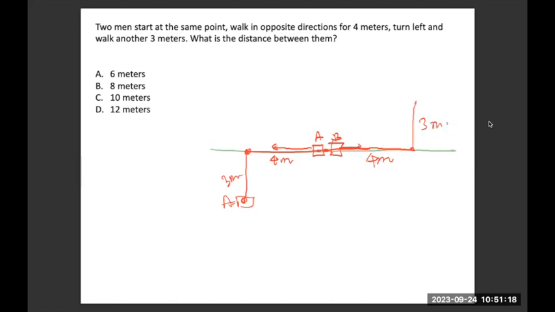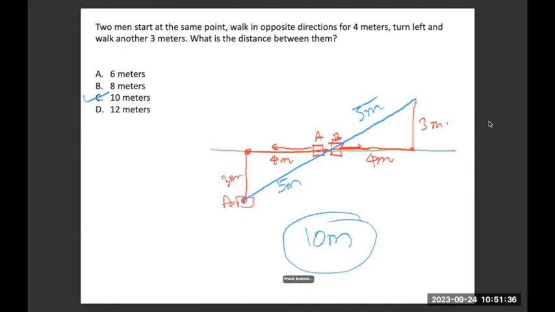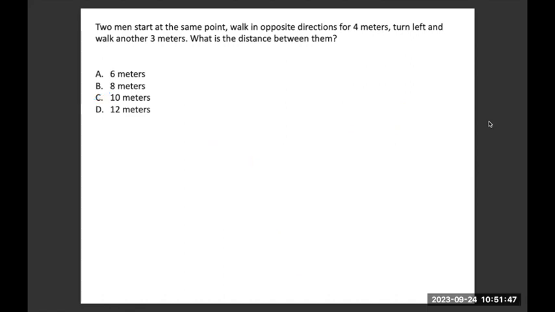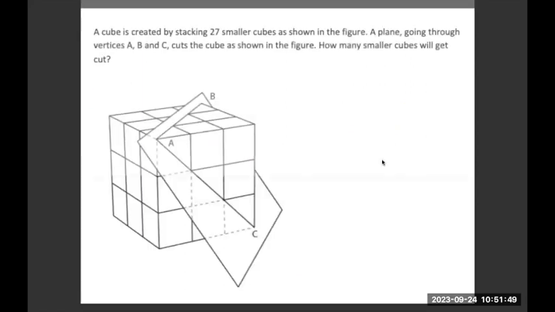The distance between the two men will be this blue line. This is 3, 4 and henceforth this will be 5 meters. This is 3, 4 and henceforth it will be 5 meters. The distance between them hence will be 10 meters. Option C. Any doubts, any questions? Okay. We'll move to the next one.